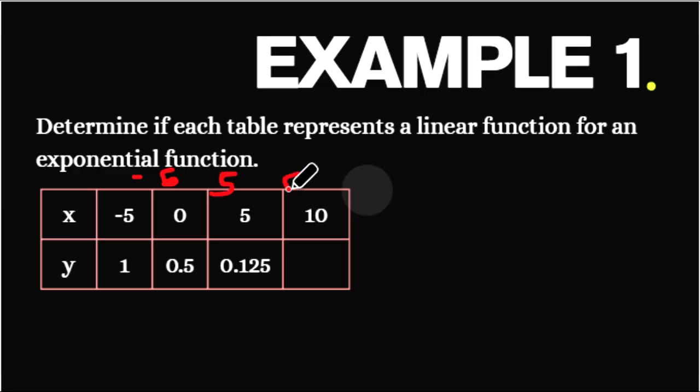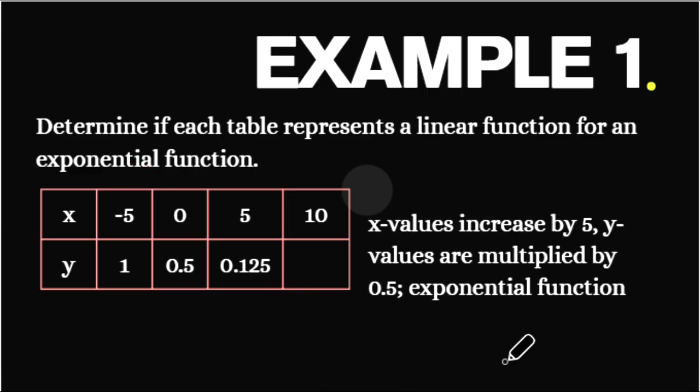10 take away 5 is just 5, okay? So, except for this outlier, that's pretty steady. Okay, and then here we have 0.5 and 1. The difference between that is plus 0.5. And then the difference between 1.25 and 5, we're going to use the calculator. The difference here is negative 0.375. So obviously this is not a nice pretty one, so it has to be exponential.